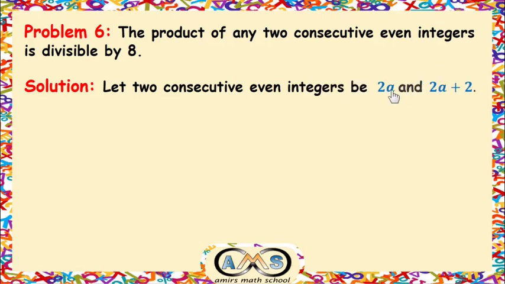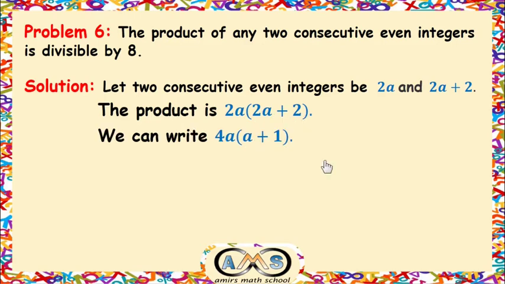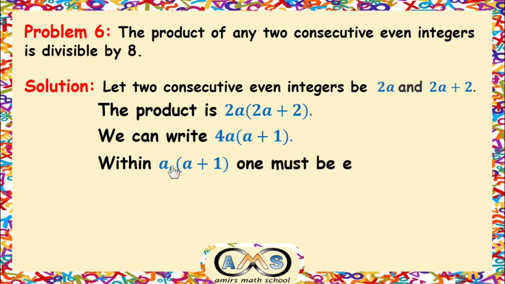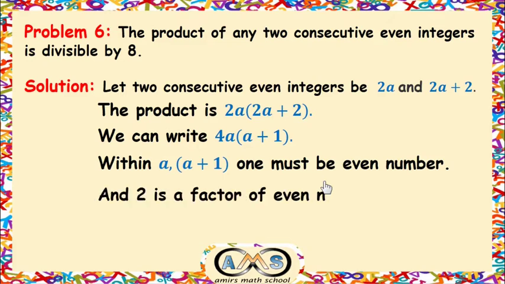If we take 2a as the first even integer, then 2a plus 2 will be the next consecutive even integer. Now, according to the question, just take the product, that is 2a into 2a plus 2. We can write 4a into a plus 1. And we know that within this a and a plus 1, one must be an even number, and 2 is a factor of an even number. So, within this a and a plus 1, there will be a factor 2.